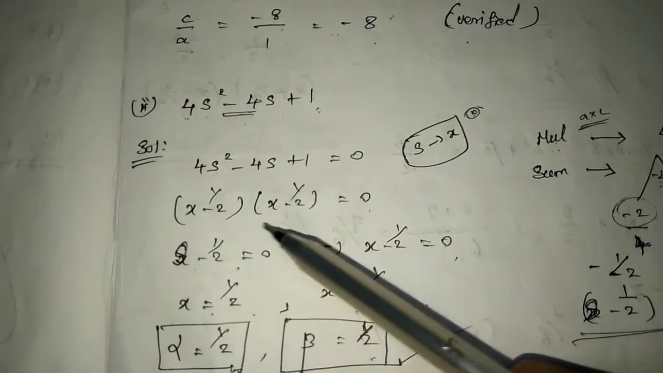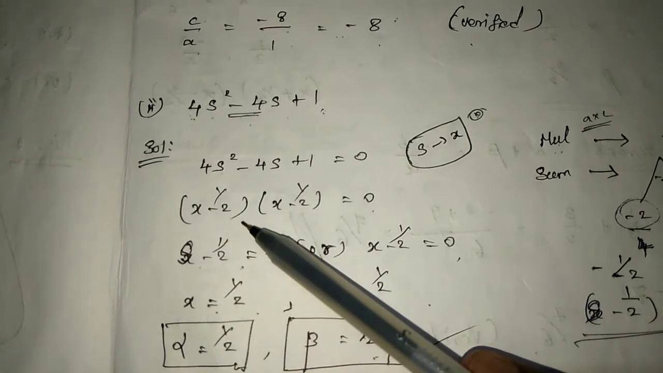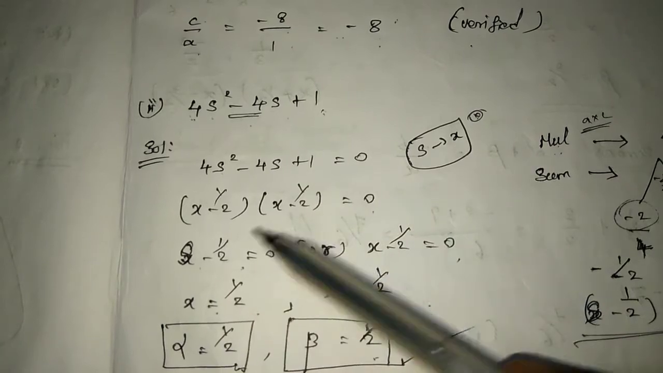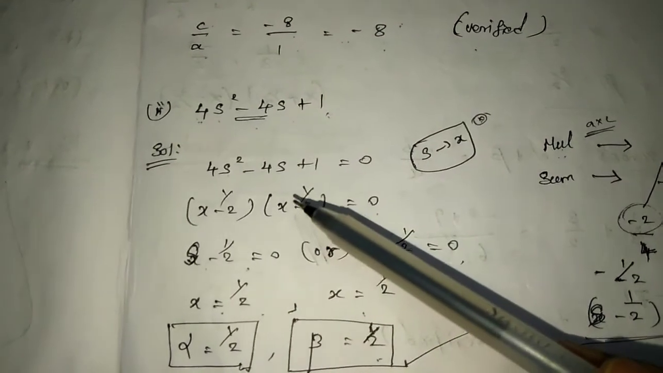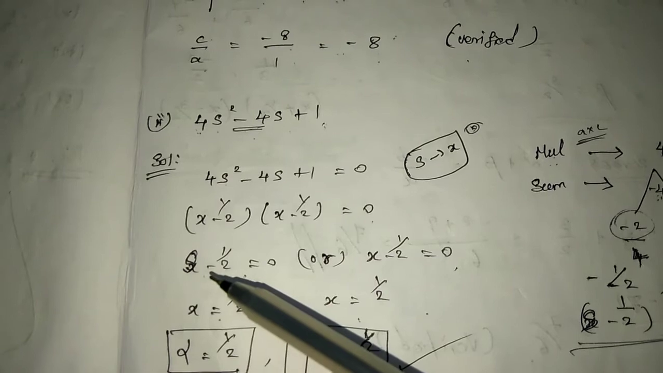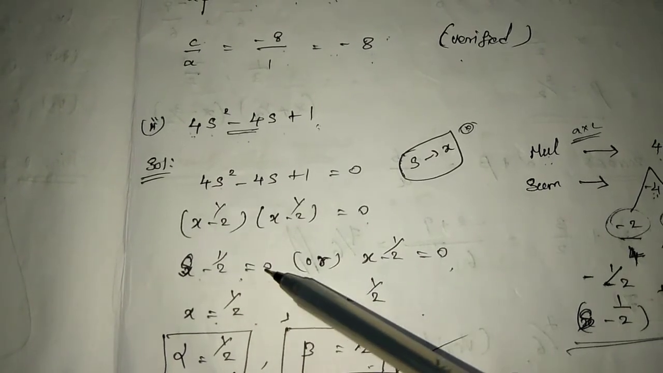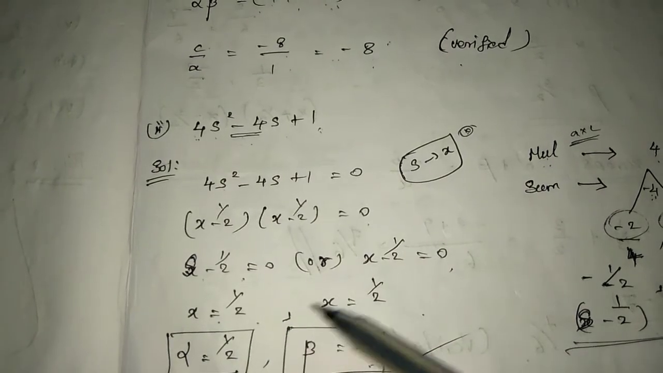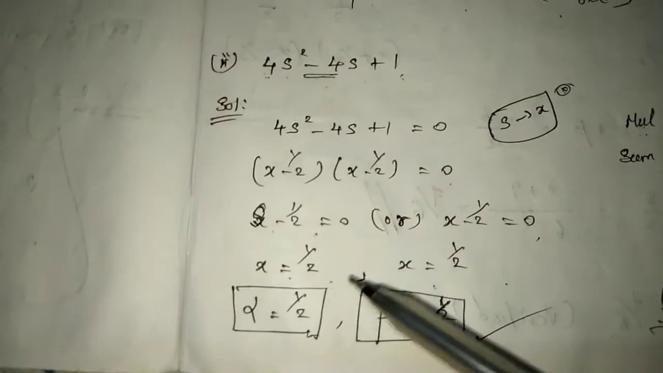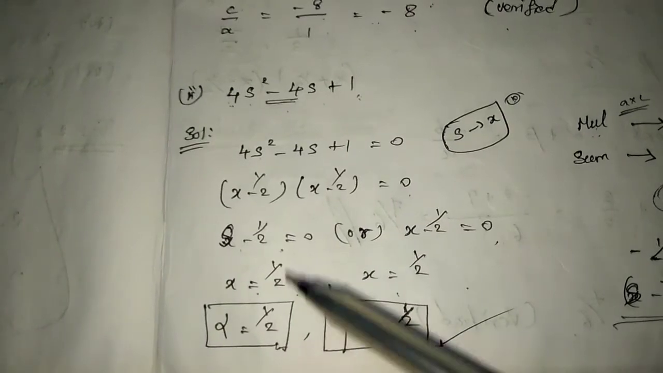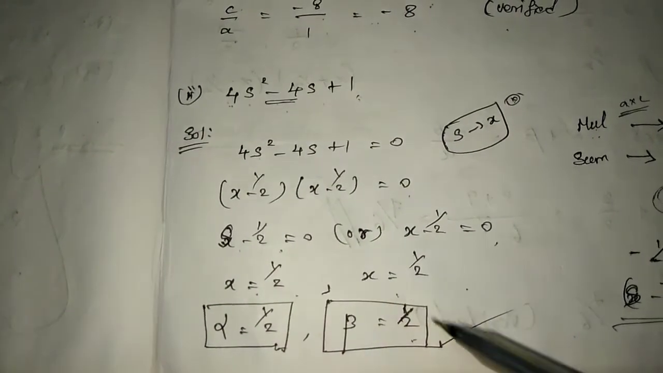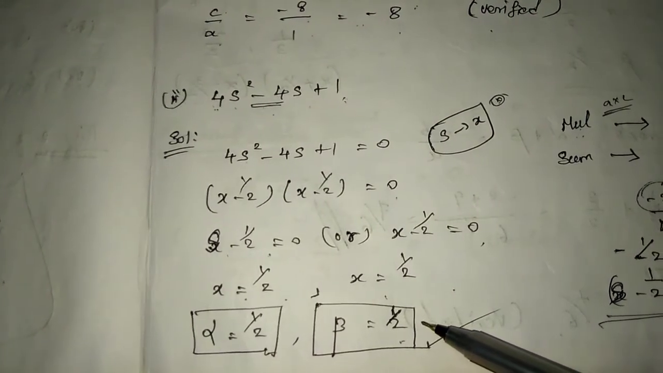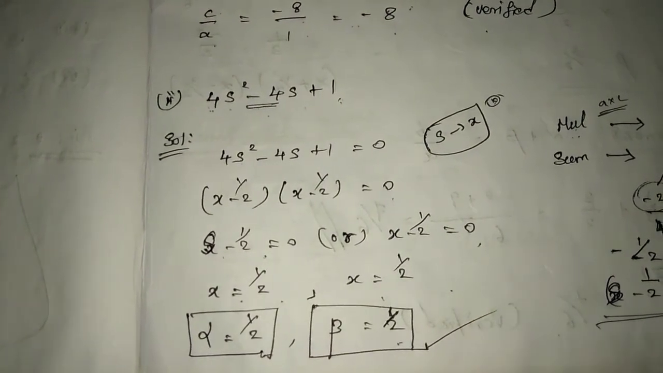You just consider. Now x minus 1 by 2, x minus 1 by 2 equals 0. Next we can equate to 0 because either any one may be 0 or both may be 0, right? So x minus 1 by 2 is equal to 0 or x minus 1 by 2 is equal to 0. So x is equal to 1 by 2, x equal to 1 by 2. So both zeros are the same here. First zero alpha is equal to 1 by 2, second zero beta is equal to plus 1 by 2. Are you all clear? I hope you understood how to find out the zeros.